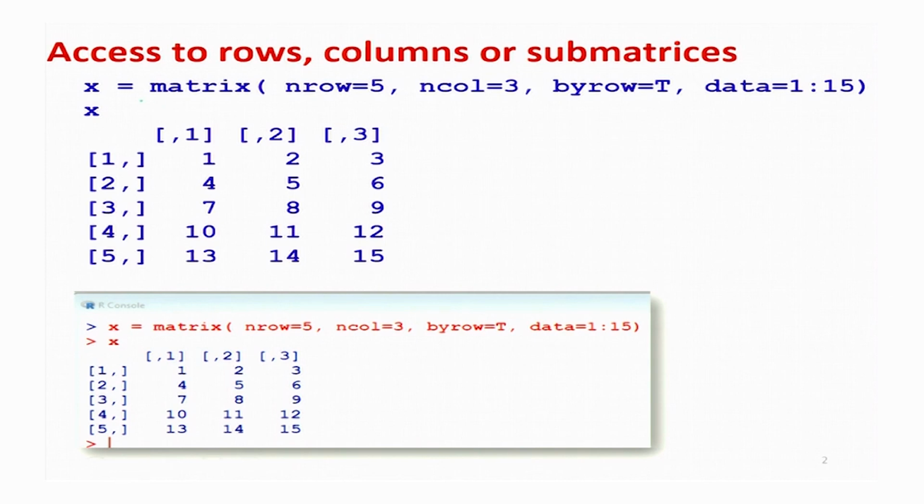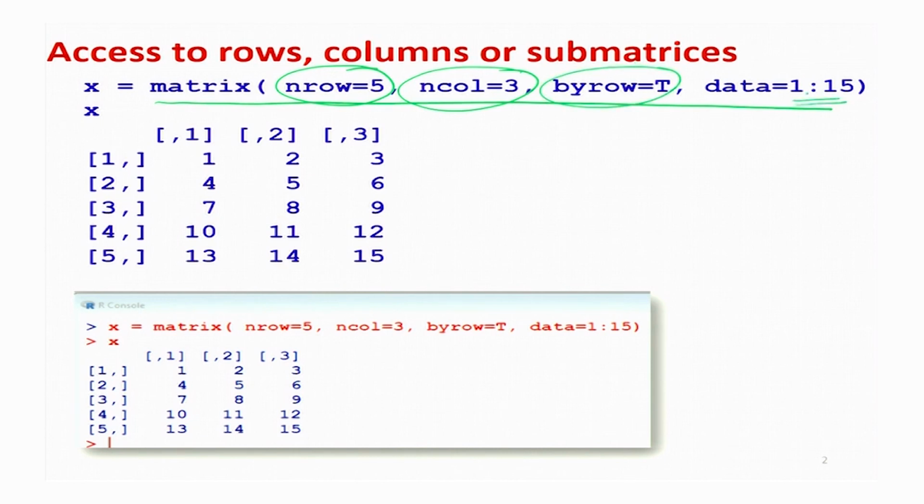Let me create a matrix of order 5 by 3. That means there are 5 rows, which are defined by the parameter nrow, and 3 columns, which are defined by the parameter ncol. The data is arranged row wise, and the data is 1 to 15. Why? Because there are 5 rows and 3 columns, so you need 15 values. So I am simply giving the data as 1, 2, 3 up to 15. If you create this matrix, it will come like this.